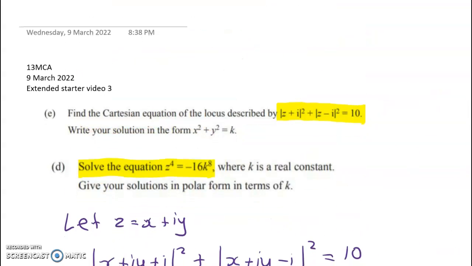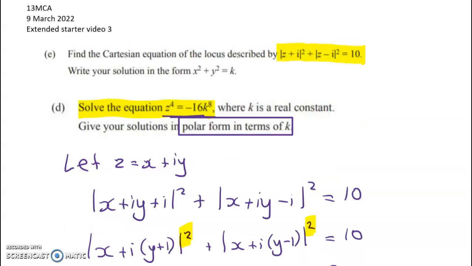Right, let's look at this next one. So we have to solve this equation, and k is a real constant, and we have to give our solutions in polar form in terms of k, and that's a good thing. It's going to speed this up quite a bit.